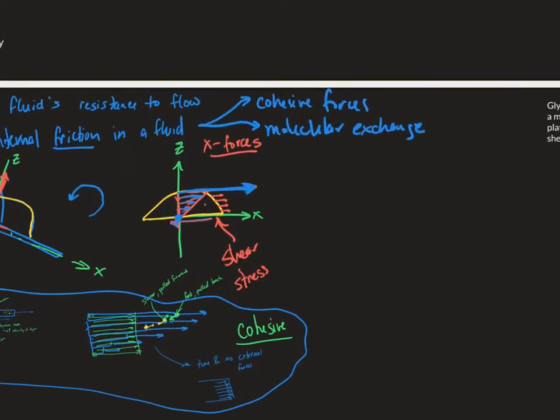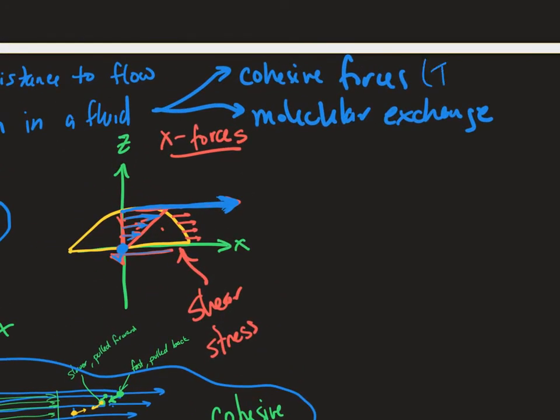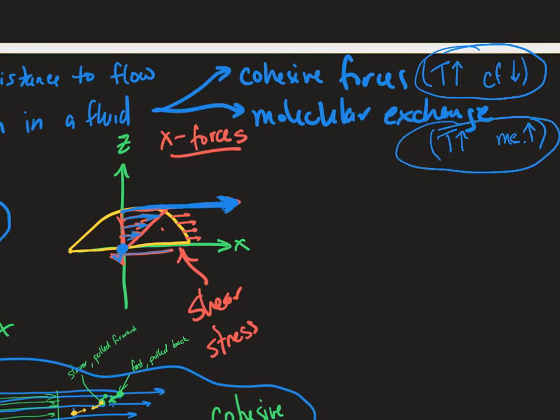And so the thing to note is that for these cohesive forces, if the temperature goes up, generally speaking, the cohesive forces decrease. Cohesive forces go down. On the other hand, if the temperature goes up, the molecular exchange greatly increases. So if you increase the heat of your fluid, the cohesive forces are going to decrease, which is going to make it less viscous, so it's going to make it runnier. But the molecular exchange is going to increase, which would make it less runny. So these two effects are opposite of each other if the temperature goes up. So it just depends on which one's more important.